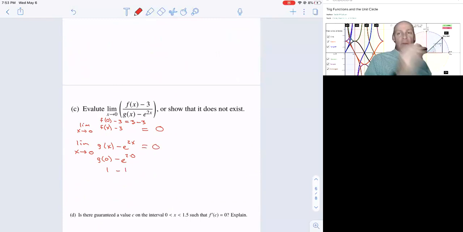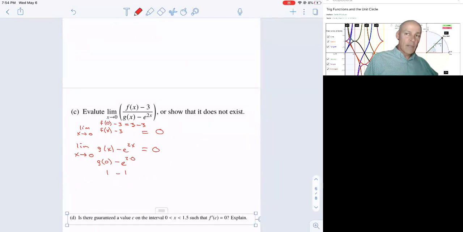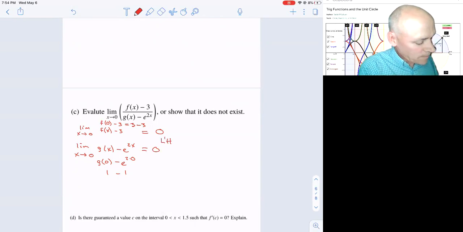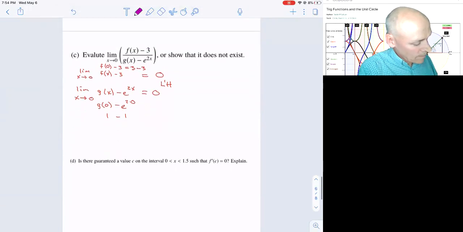Okay, so that means what? That means now I can apply L'Hopital. So what I would do, I've evaluated the numerator separately and the denominator separately as two different limit expressions. I get the indeterminate form 0 over 0. And so now I just write LH to show I'm using L'Hopital, and then I'm going to come up with a new limit expression.